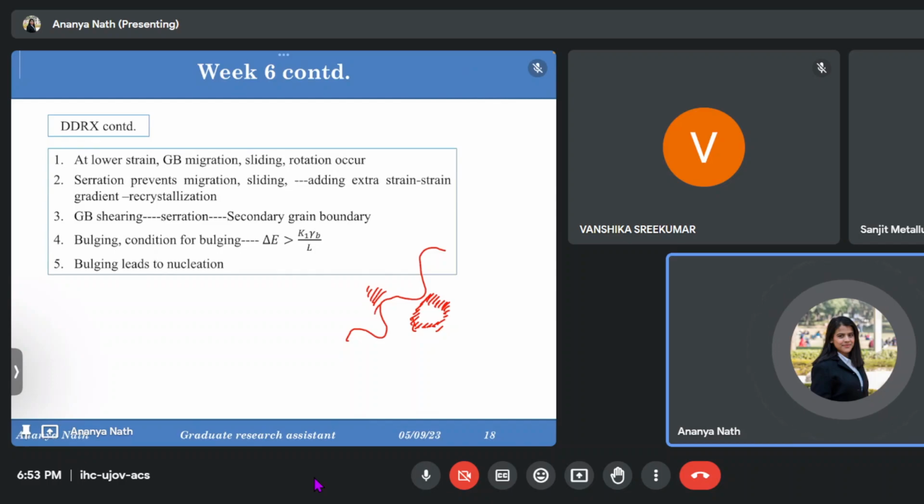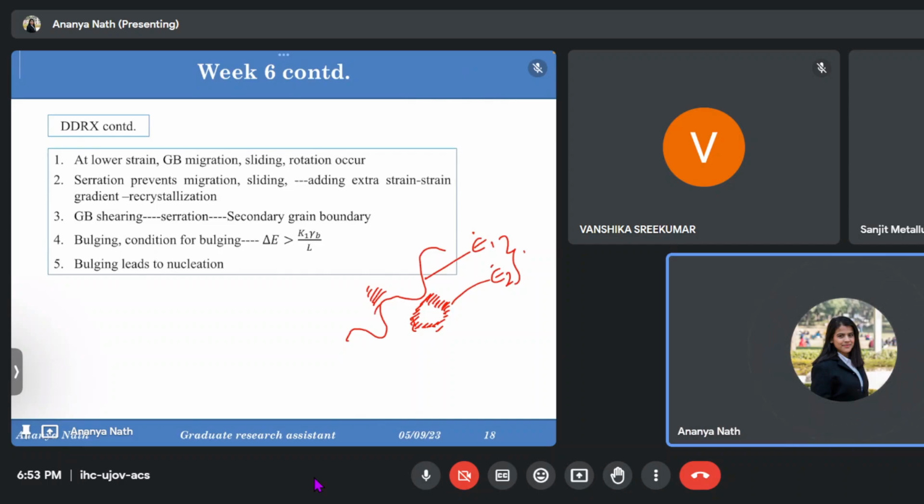But as we wanted the SFE to be low, now they are having trouble to even migrate or slide. In that case, they will feel again some more stress and, as a result, strain. So these serrations are having some different strain, and these grains are having some different strain, and due to this strain difference, there will be some strain gradient, and that strain gradient will give rise to the recrystallization.